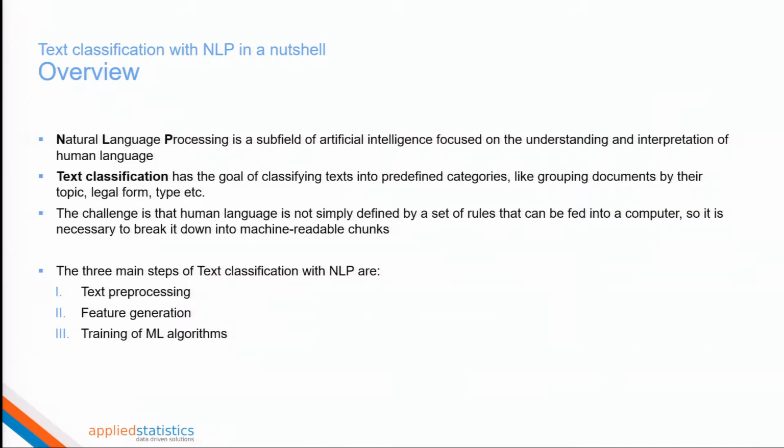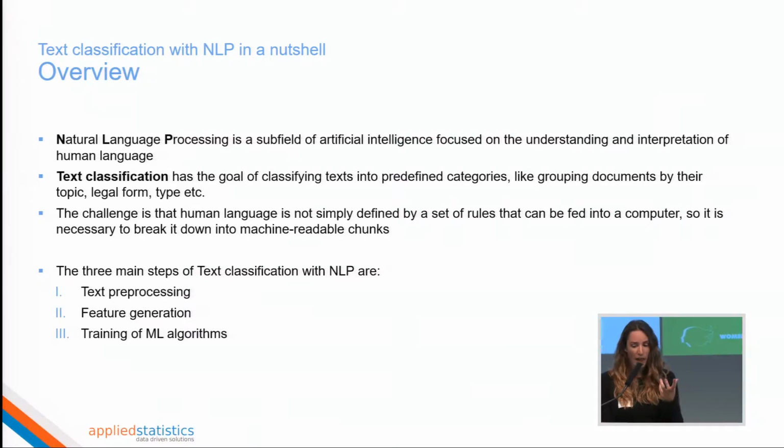And the challenge is, of course, that human language is not really defined by a clear set of rules that you can simply fit into a model and then everything works. So first of all, you really have to think, okay, how can I even generate my features so that this works? And there are basically 3 main steps for this.